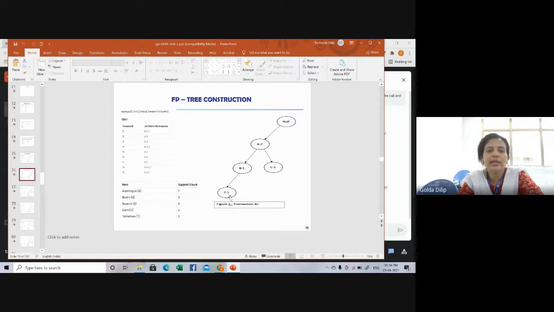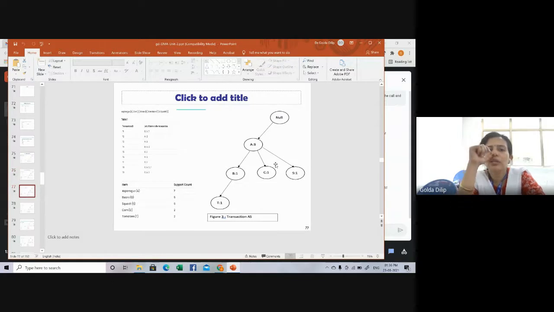Now coming to the second transaction. What is the second transaction? AC. So here you need not reorder. It's in the same order as the descending order of your support count. Already for A, there is a link from the root. So you increase the count of A to 2, and then is there a link from A to C? No. So you create a new node. So C is being created with a count of 1. So the second transaction is being scanned.